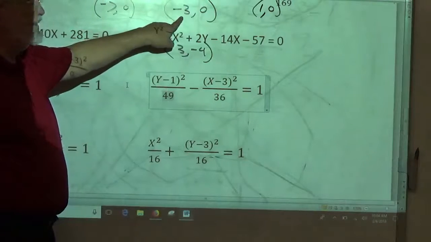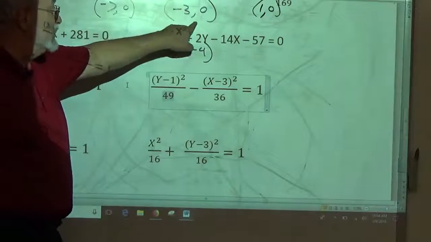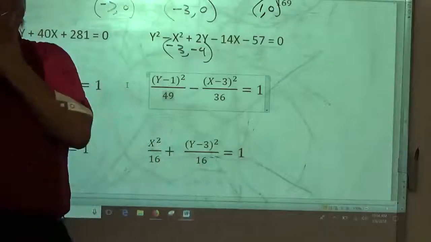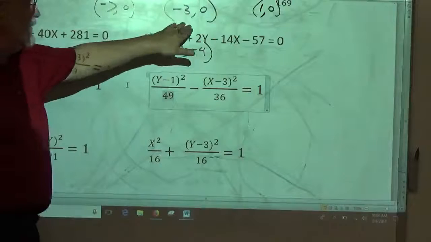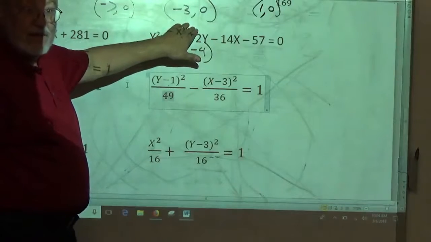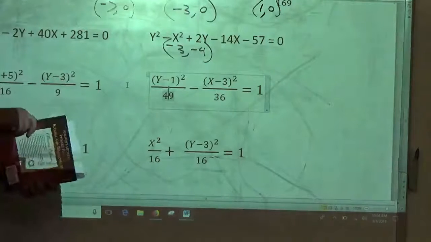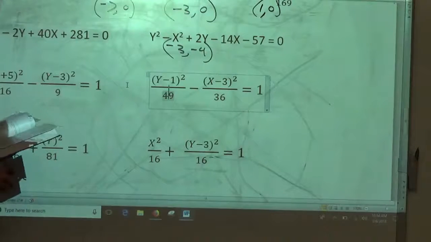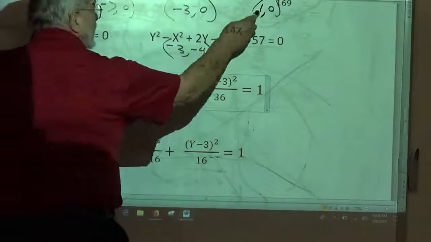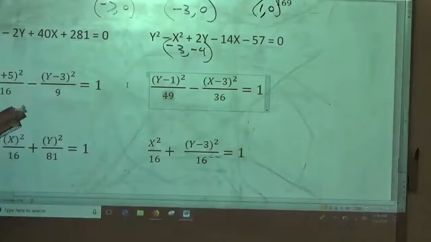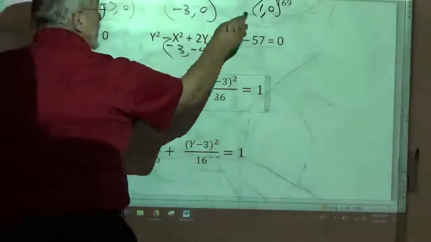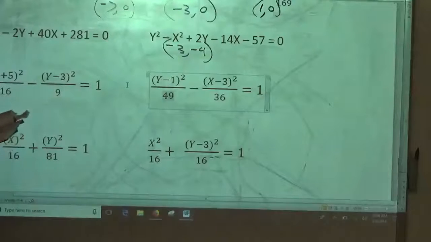If you look at this, if this is the center and that's one of the points, you can actually see that the distance from here to here is 4, so the distance squared is going to be 16. And that's the number in there.